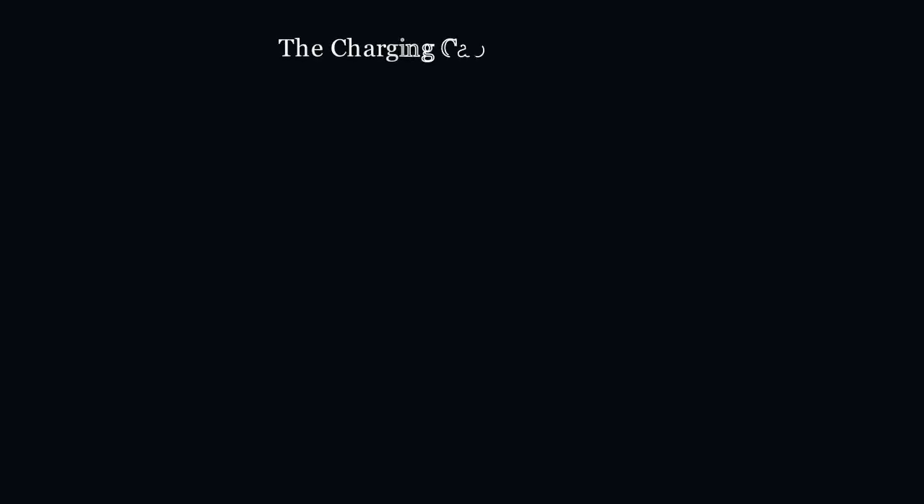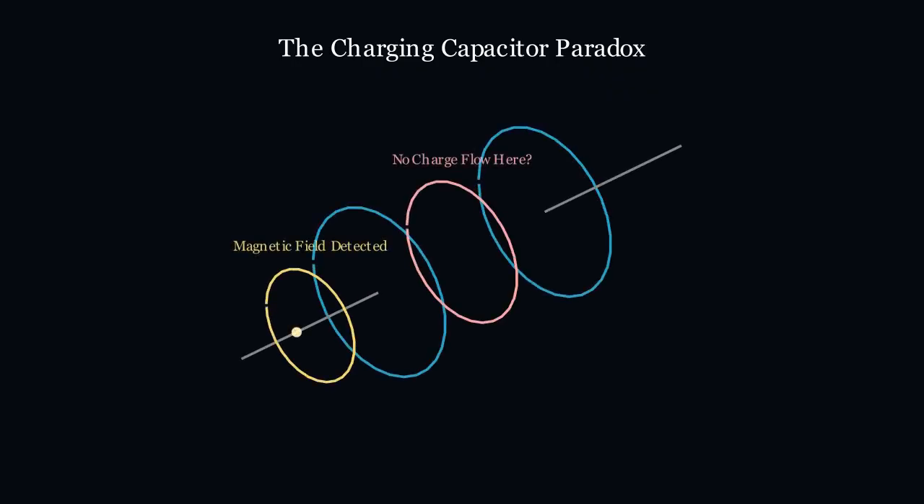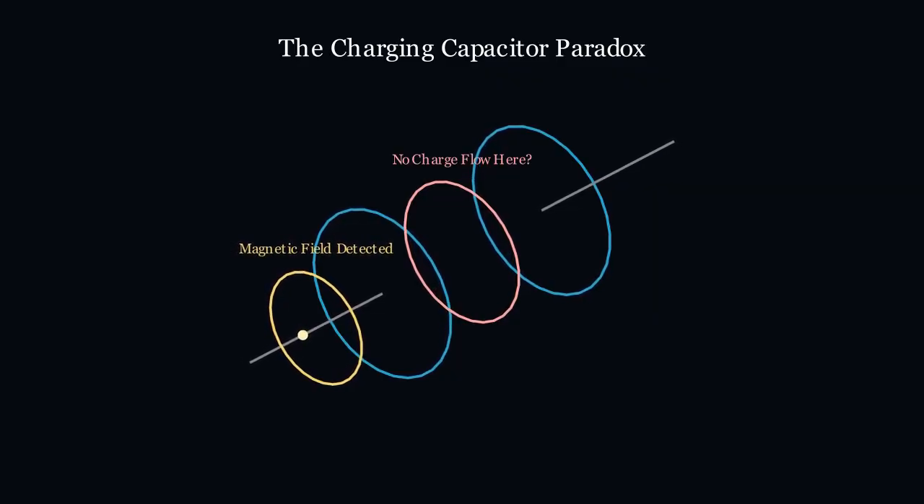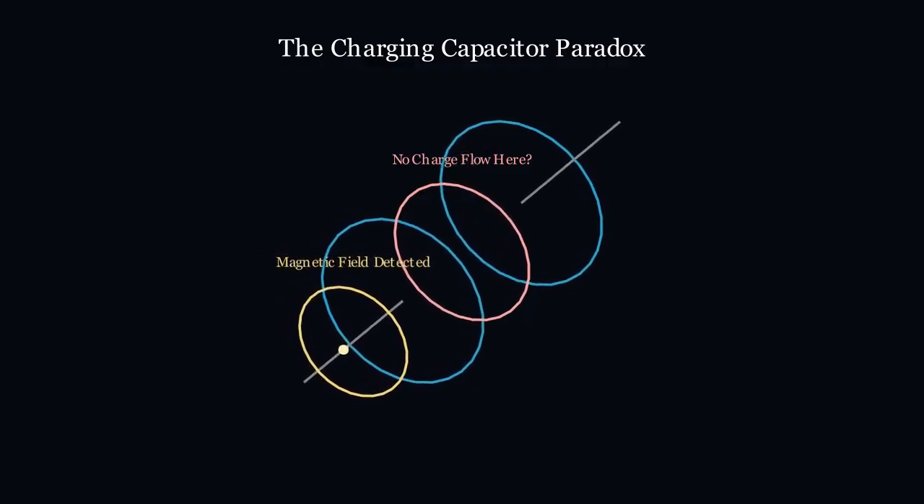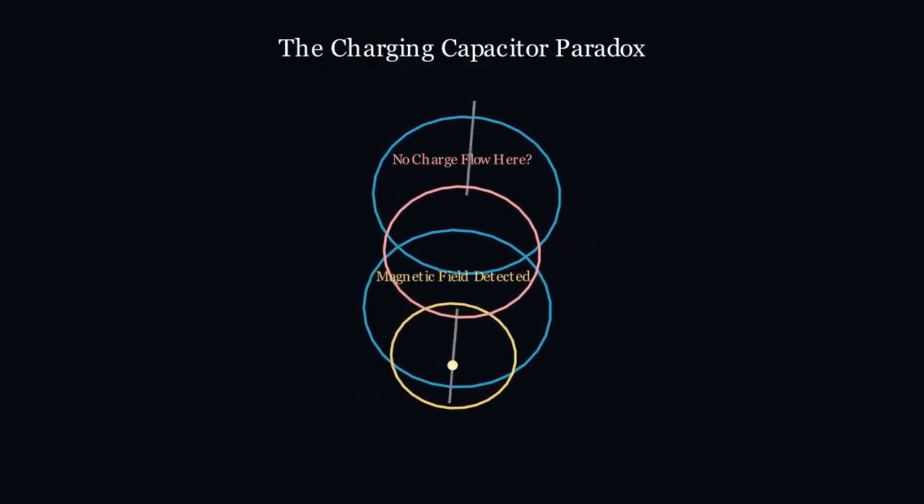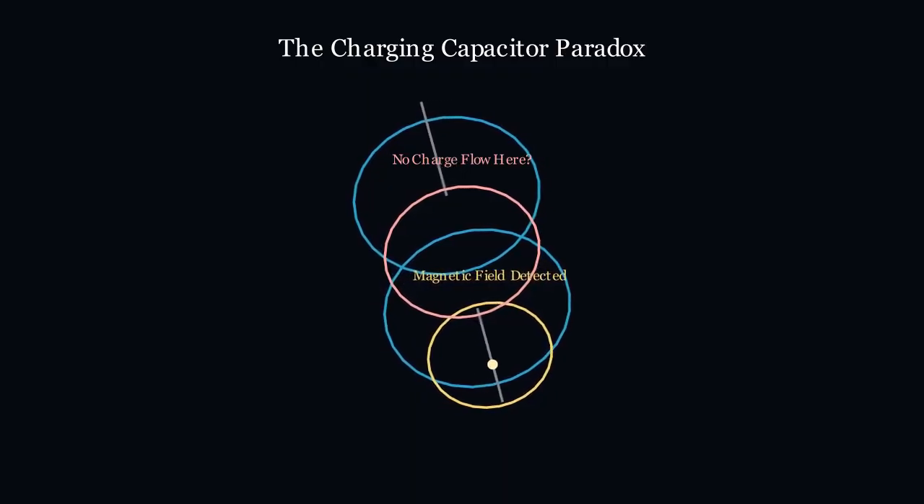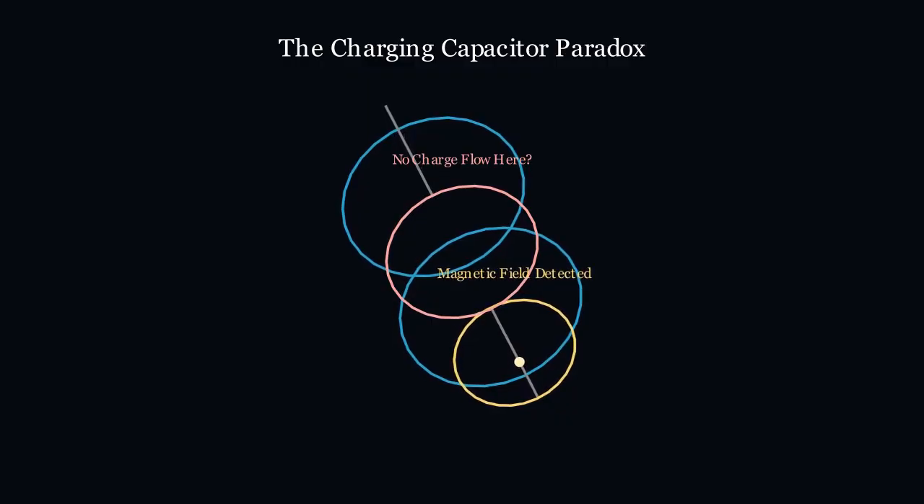Imagine a capacitor, charging. Current flows into one plate and out of the other. If we draw a loop around the wire connecting to the capacitor, Ampere's law correctly predicts a magnetic field circling the wire. But what about a loop between the capacitor plates? There's no physical charge moving there, so according to Ampere's law, there should be no magnetic field. Yet, experiments show a magnetic field does exist in that region. This is Maxwell's missing puzzle piece.